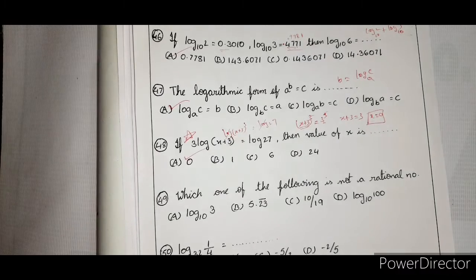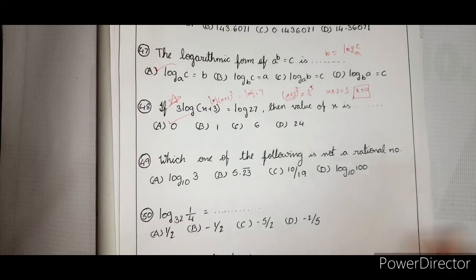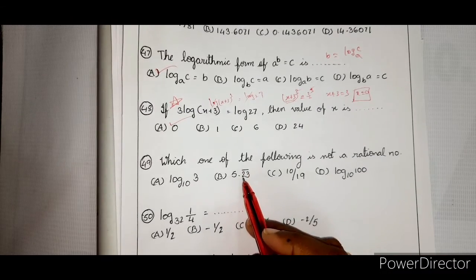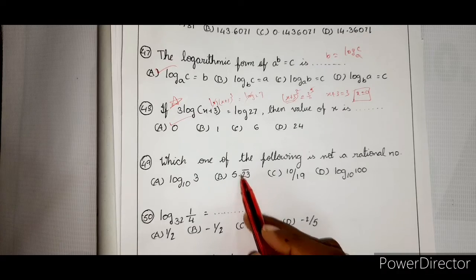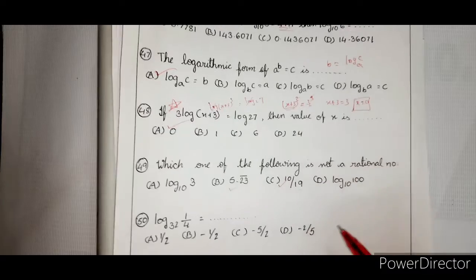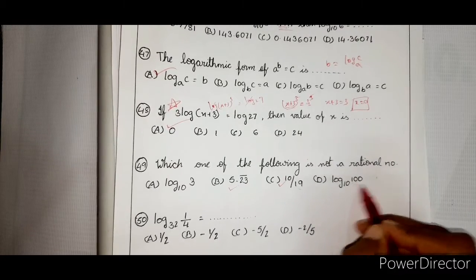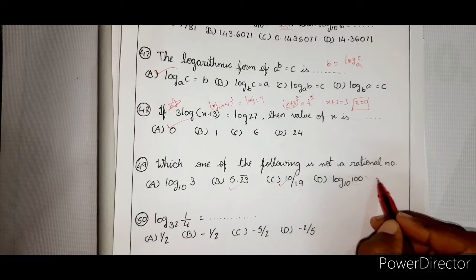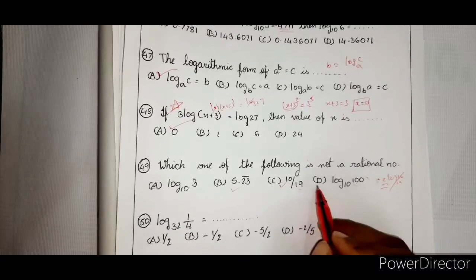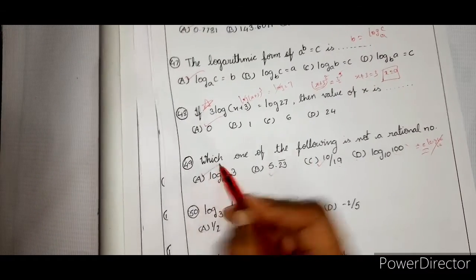An important problem. Which one of the following is not a rational number? First check for rational numbers. This is a non-terminating but recurring rational number, a P by Q form rational number. Log 100 base 10: 100 means 10 square, so it is 2 log 10 base 10. So 2 is the answer, which is a rational number. So obviously this is the one which is not a rational number.